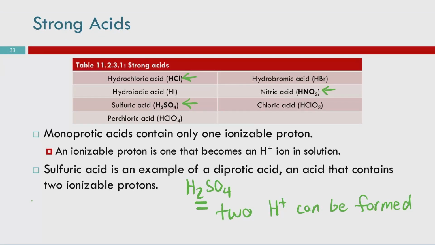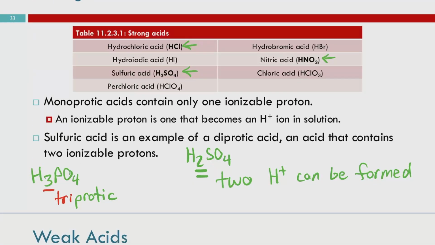There's also things like phosphoric acid, H3PO4. Any ideas what we would call that? Triprotic. So you can pull off all three of those H's that live up in front in solution. So those are some strong acids.